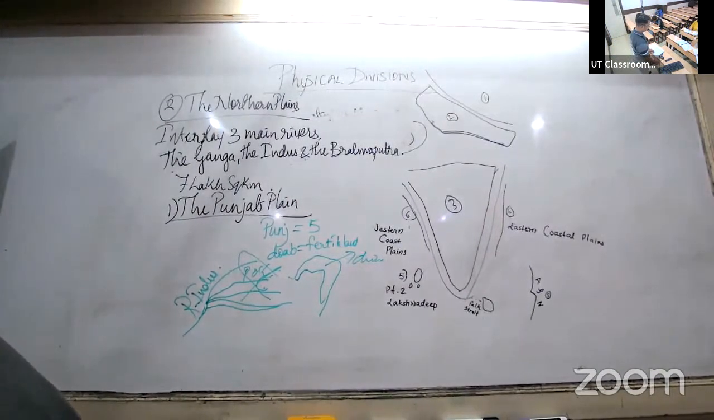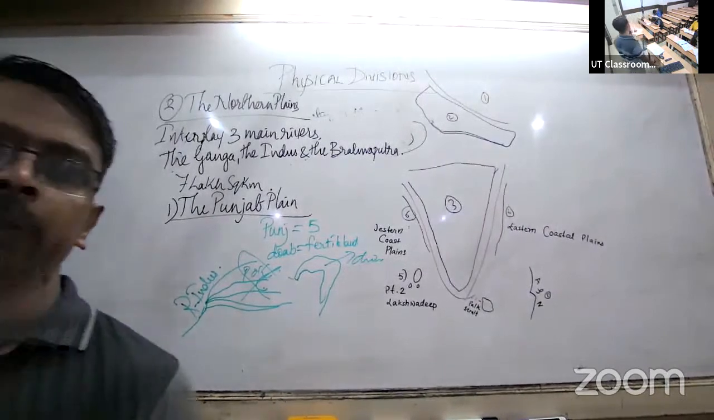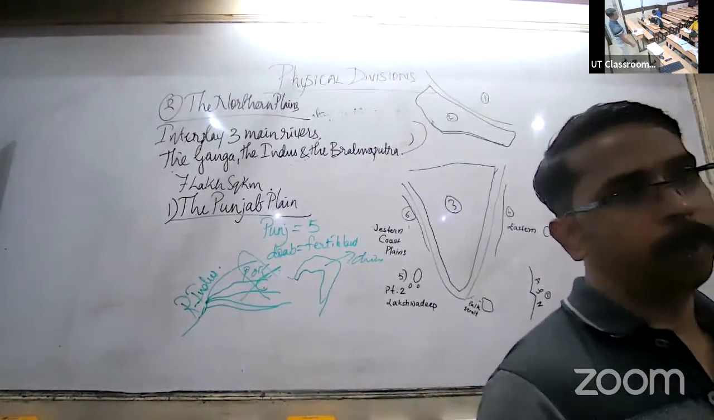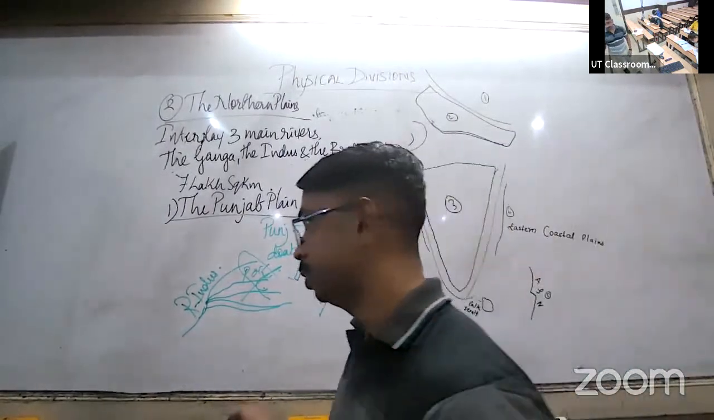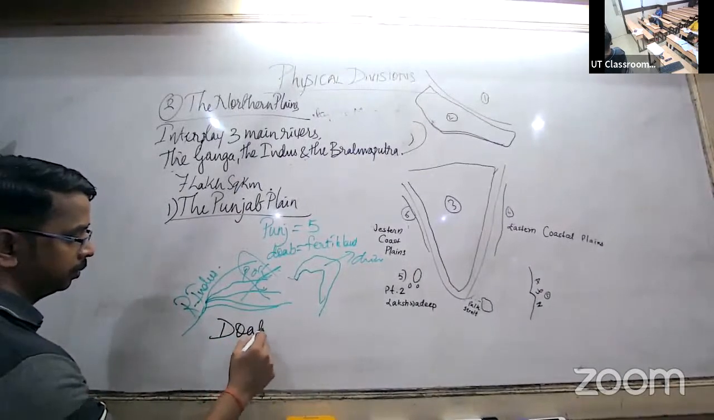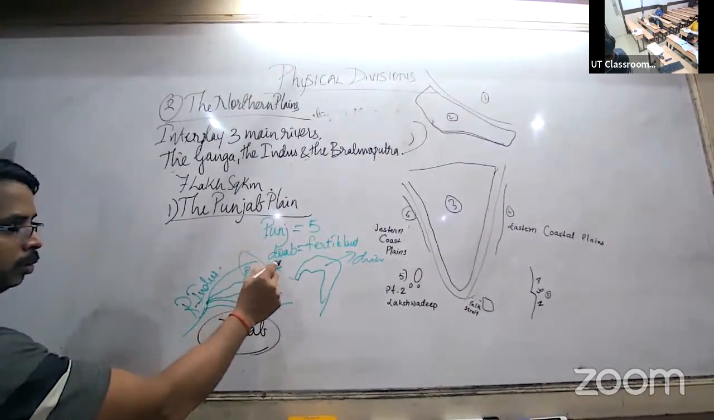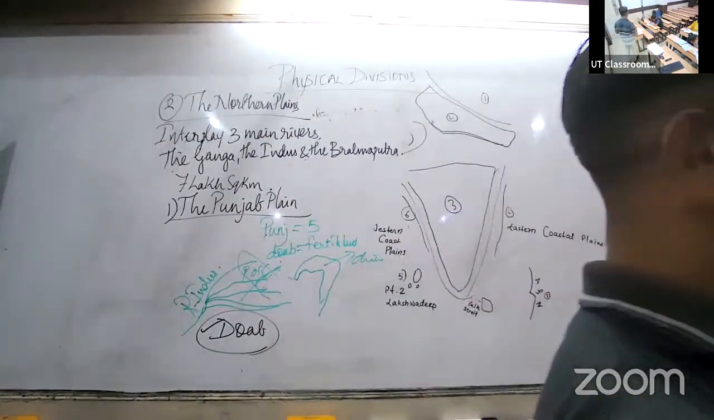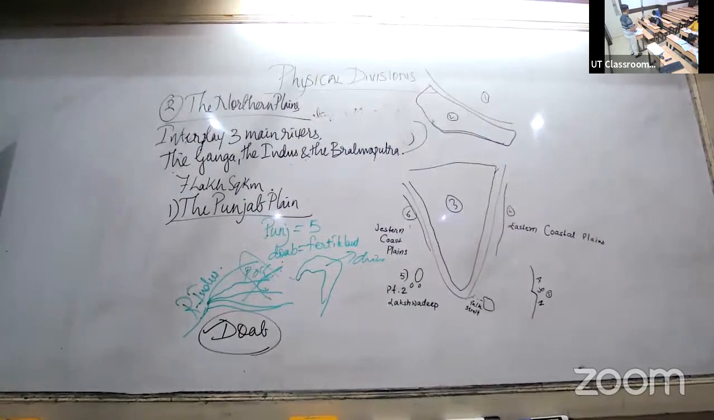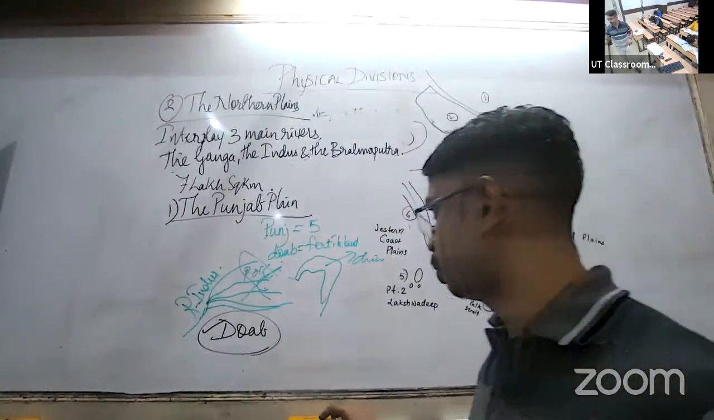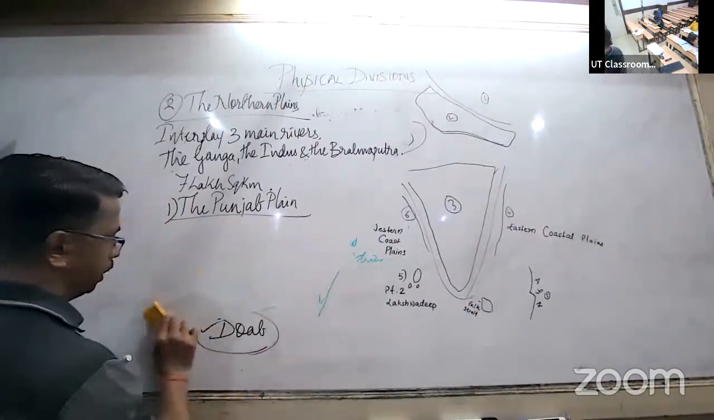This part of the plain is mainly dominated by doabs. Understand doabs? Punch doab. Now again, write in brackets: fertile land, very fertile land. Let us go to the next plain. Take the Ganga plain. We have finished with the Punjab plain.